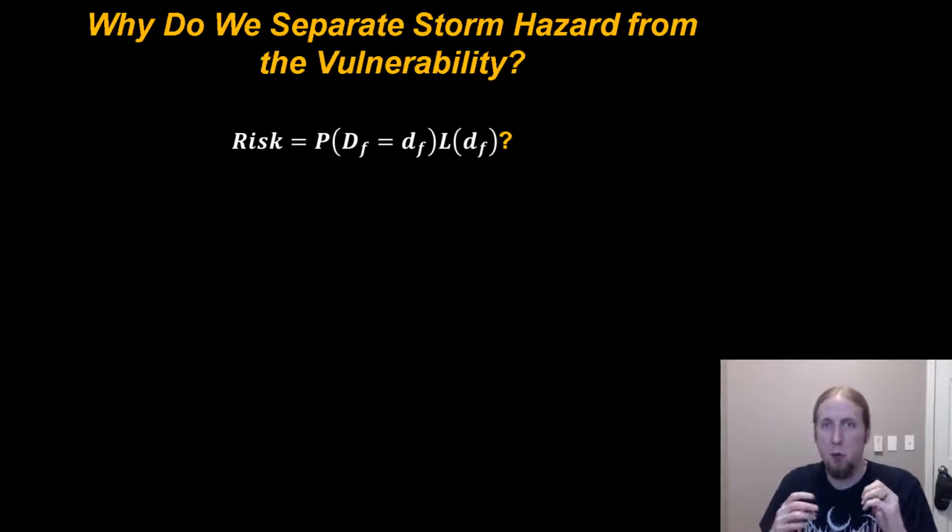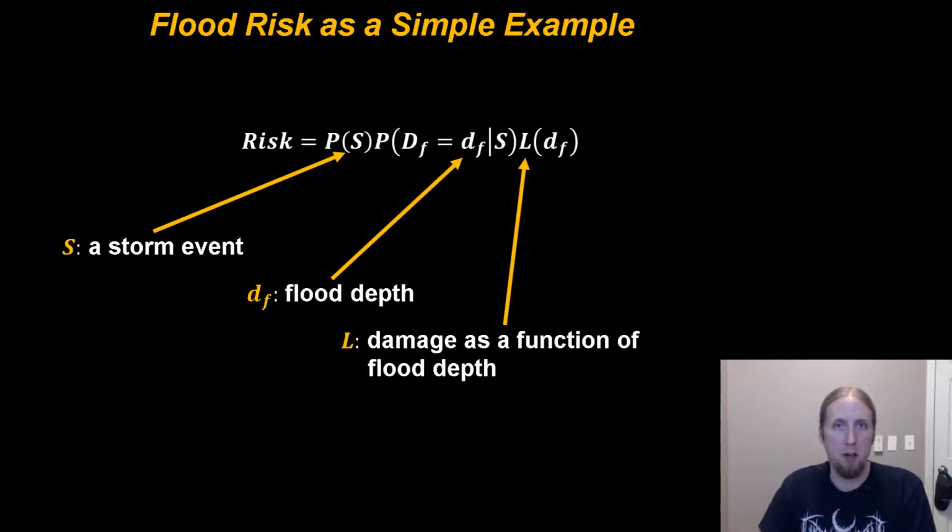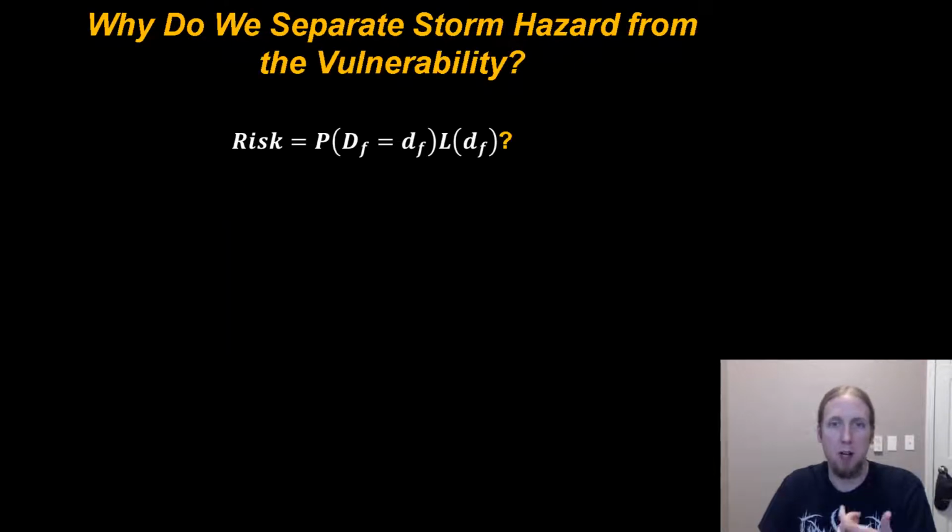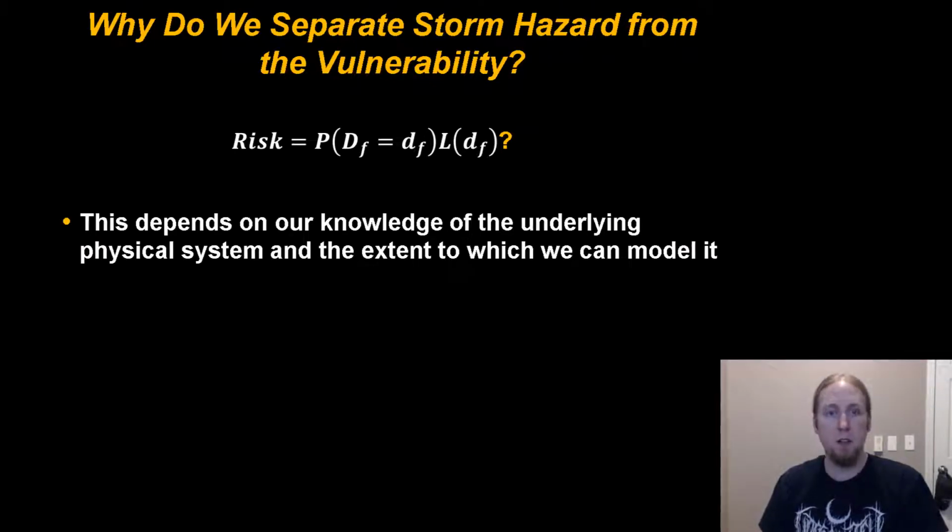You may be thinking, why do we separate the hazard from the vulnerability? We have these two different probabilities that we're multiplying together, but why don't we combine those into a single probability that's unconditional on the storm occurring or the event of interest? In the flood risk example, it's one thing to be able to estimate the probability of a hurricane forming in the Atlantic Ocean or Gulf of Mexico, and then it's another to be able to estimate or model how much storm surge and flooding is going to be caused by the storm if it does occur.